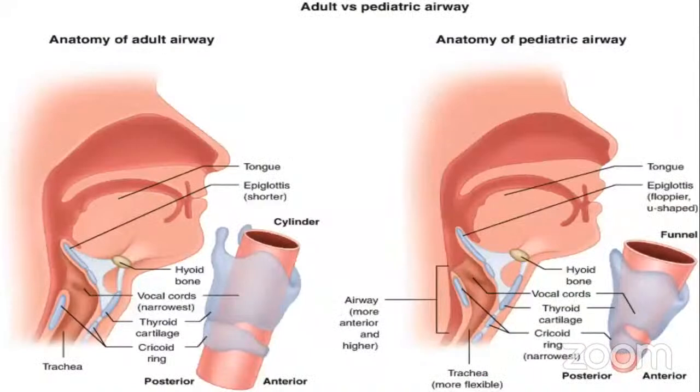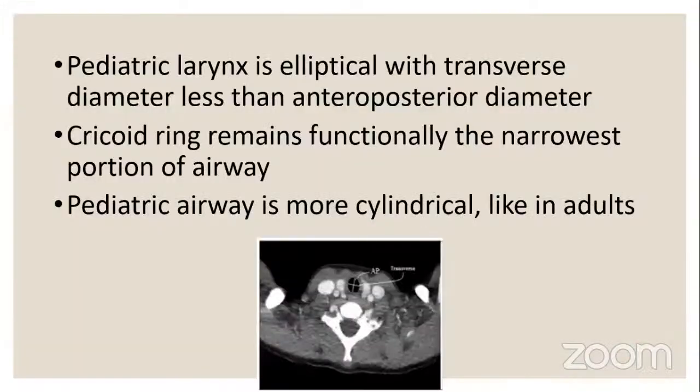This is a comparison between the adult and the pediatric airway, where we can see the adult airway is more cylindrical in shape and the pediatric airway is funnel shaped. But newer studies have shown that the pediatric larynx is elliptical, with a transverse diameter less than the anteroposterior diameter. The cricoid ring remains functionally the narrowest portion of the airway, and the pediatric airway is more cylindrical like in adults.